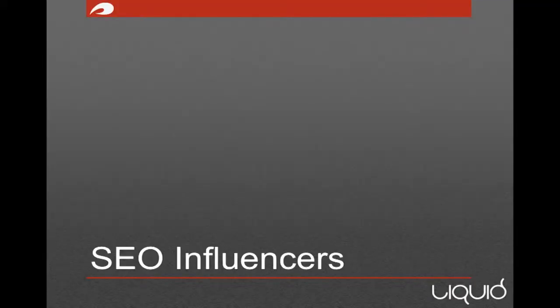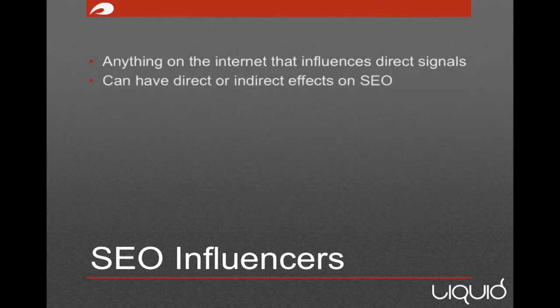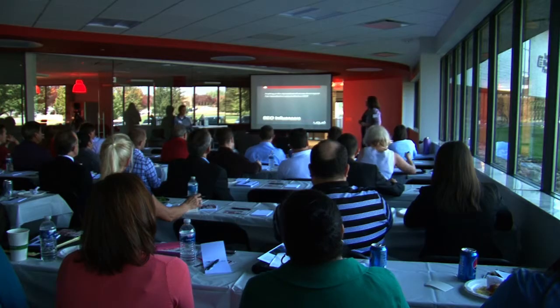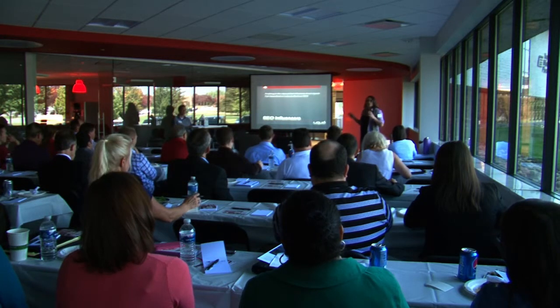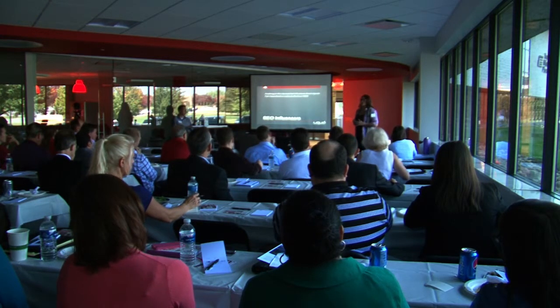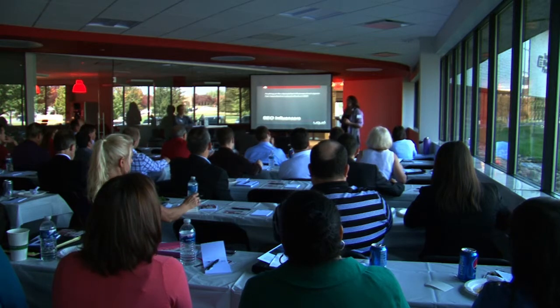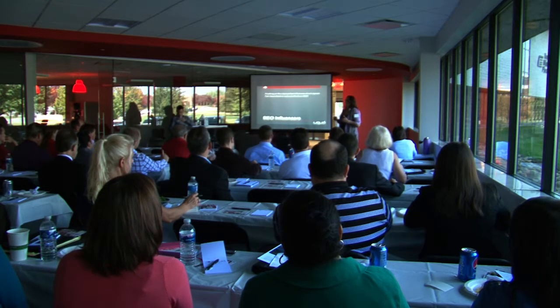So we just spent a lot of time talking about your website and those direct signals that you send to search engines. Now we're going to talk about everything on the internet that actually can affect those direct signals. These things can have a direct or an indirect effect on your SEO. The nature of the internet is that people sort of dance around and look at a lot of different things before they make any decisions. So you have to take that into consideration when you're thinking about how that influences your SEO.